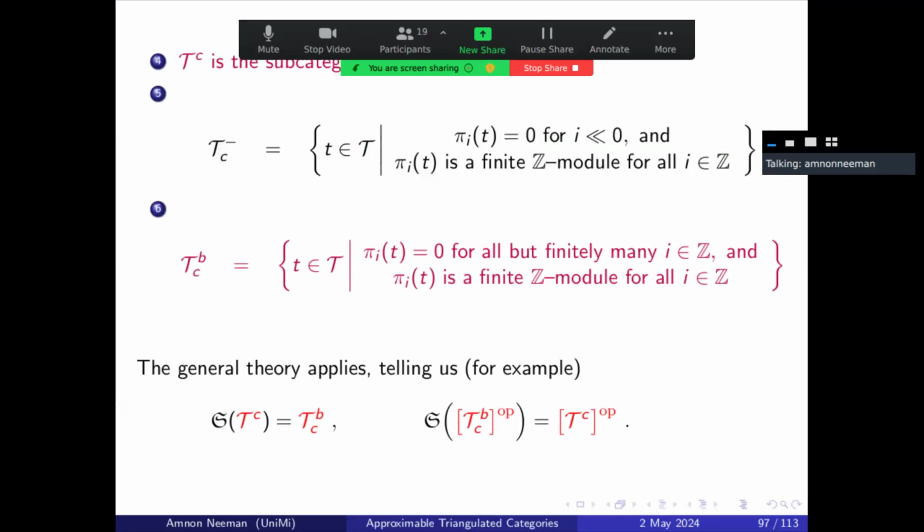And you can compute TBC, which is the category of spectra that are built up of finitely many Eilenberg-MacLane spaces of finitely generated abelian groups. And the general theory applies, and it tells us that the S construction flips them. It passes between the finite spectra and this strange category and back.